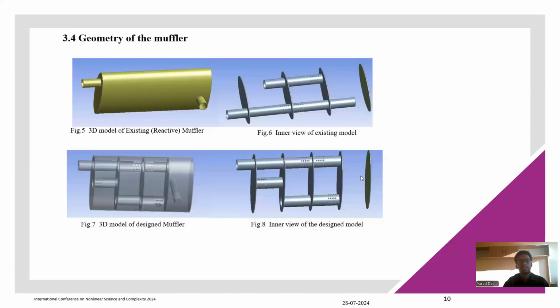For the time being, let me discuss the geometry. The geometry of the existing muffler looks like this, and this one is for the designed muffler. It has one inlet and one outlet. Similarly, the designed muffler has one inlet and one outlet. This is the internal view of the existing muffler. How it works: this part is connected with the engine. Since the muffler is the last component of the engine exhaust system, when the gas comes out from the engine, it goes in through the inlet, and we have the perforation here, and the gas sprays out through this perforation.